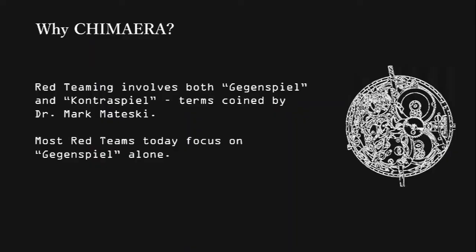So why Chimera? Red teaming for us is a combination of two concepts developed by Dr. Mark Metesky of Red Team Journal, Gegenspiel and Contrespiel. Contrespiel is more contrarian thought or the devil's advocate perspective, while Gegenspiel is more adversarial thought, which we see very much present in current red team operations throughout the industry. However, according to Dr. Metesky, it is the combination that makes red teaming what it is. But unfortunately, throughout the industry, most focus on Gegenspiel only.